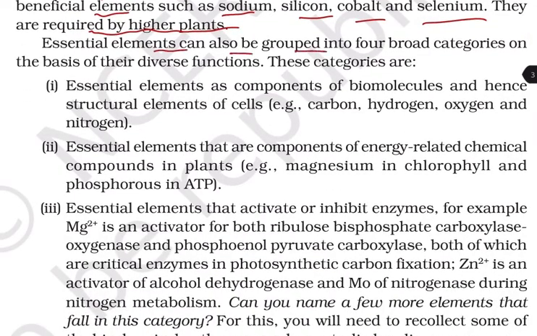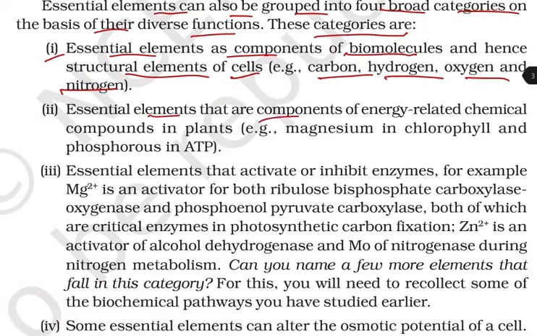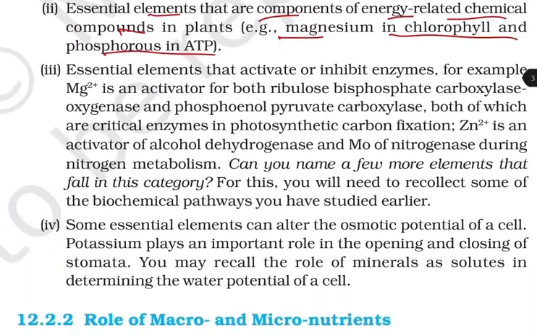Essential elements can also be grouped into four broad categories on the basis of their diverse functions. These categories are: first, essential elements as components of biomolecules and hence structural elements of the cells, for example carbon, hydrogen, oxygen, and nitrogen. Second, essential elements that are components of energy related chemical compounds in the plants, for example magnesium in chlorophyll and phosphorus in ATP.